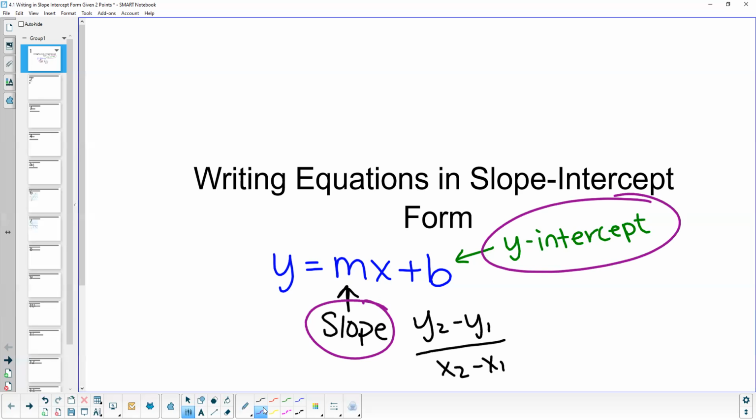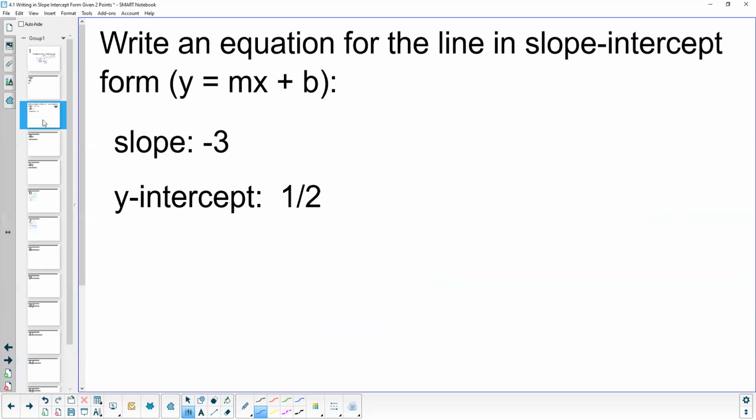So we're going to go through a couple different ways that we can write equations in slope-intercept form. Sometimes it's going to be given the slope and intercept. Sometimes it's going to be given the slope and another point. Sometimes it's going to be given two different points. And we've got lots of different ways to look at this. So let's start by writing an equation for the line in slope-intercept form given the slope and the y-intercept.